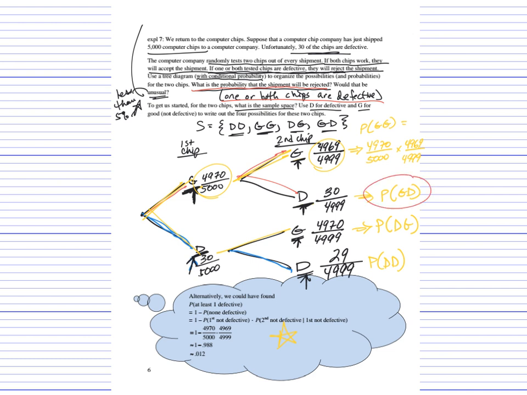That's GD, DG, and DD. I need to add these probabilities, and then I'll get the answer to that. You can do that real quick, and then I'm going to do it too, and we'll see what we get. And then we'll answer the question, is that unusual?